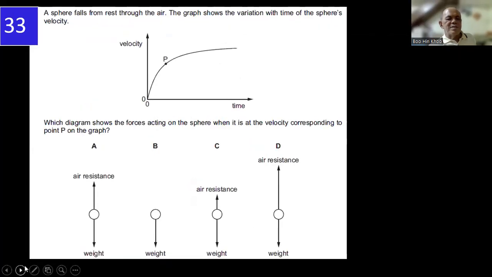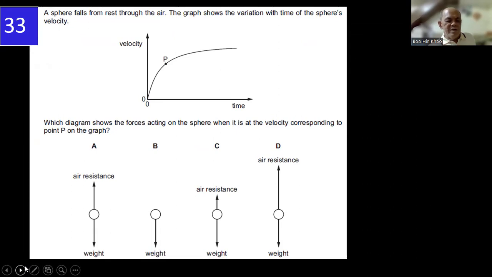Okay, we'll go at this one. A sphere falls from rest through air. The graph shows the variation with time of the sphere's velocity. Which diagram shows the forces acting on the sphere when it is at the velocity that corresponds to P on the graph?